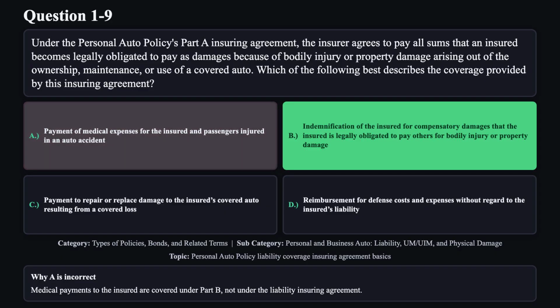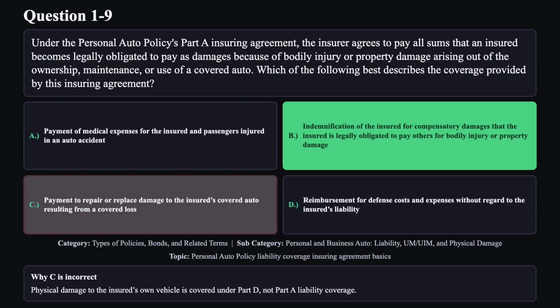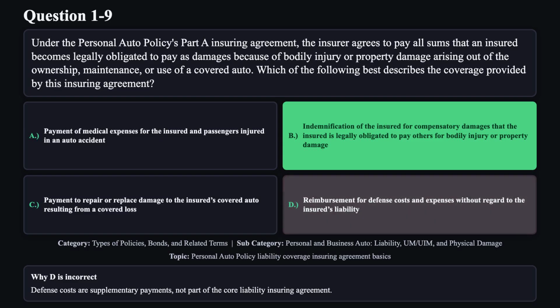Medical payments to the insured are covered under Part B, not under the liability insuring agreement. Reason C is not correct. Physical damage to the insured's own vehicle is covered under Part D, not Part A liability coverage. Reason D is not correct. Defense costs are supplementary payments, not part of the core liability insuring agreement.